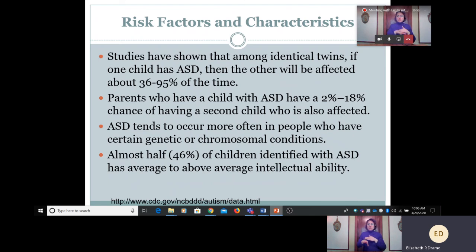You also see that autism occurs in other types of genetic conditions. So for example, 10% of children with autism are also identified as having Down syndrome, Fragile X syndrome, and other chromosomal or genetic disorders.